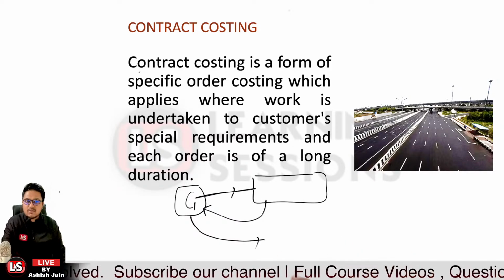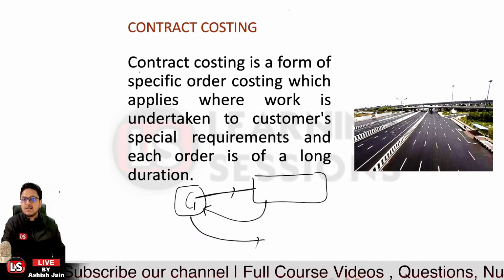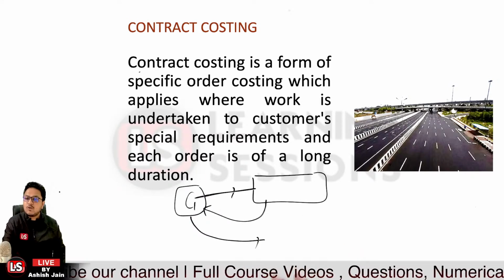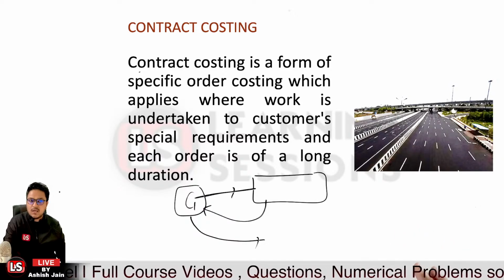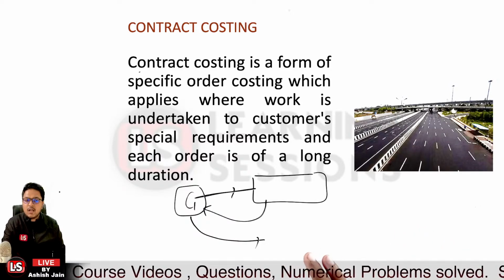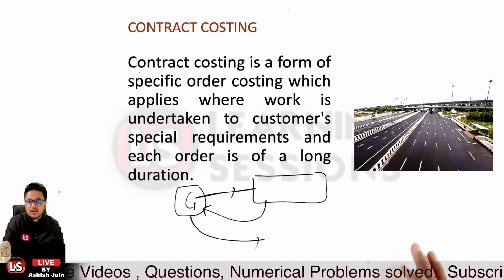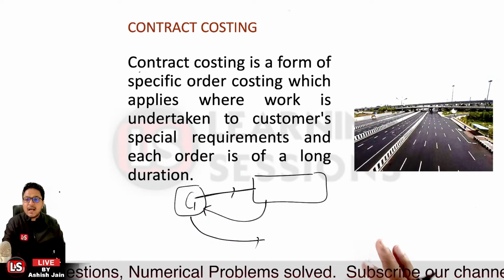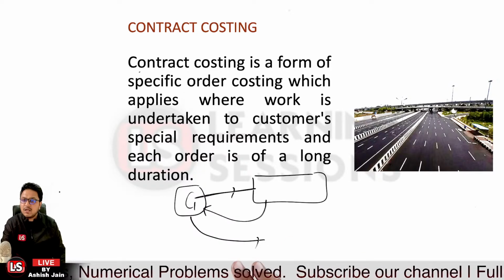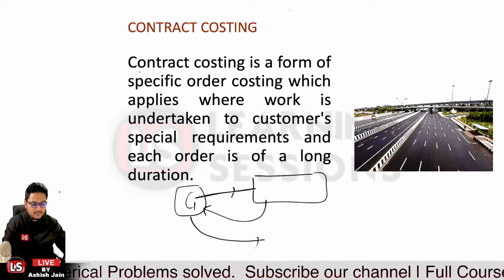The concept related to contract costing is that the prices may vary from project to project, from contract to contract, and the contracts are for a longer period. When you have a particular contract and you have to accomplish it, you will be charging differently based upon the complexity of the contract itself.